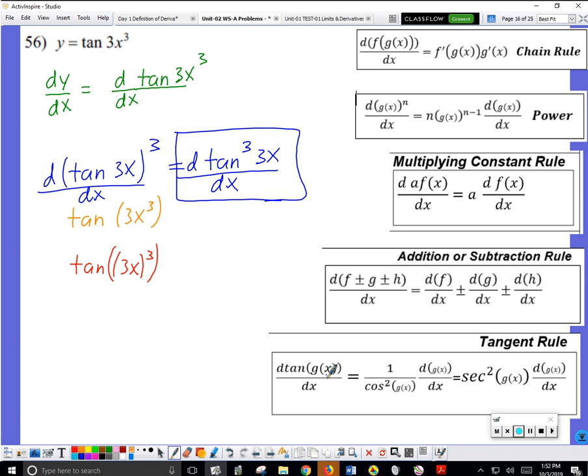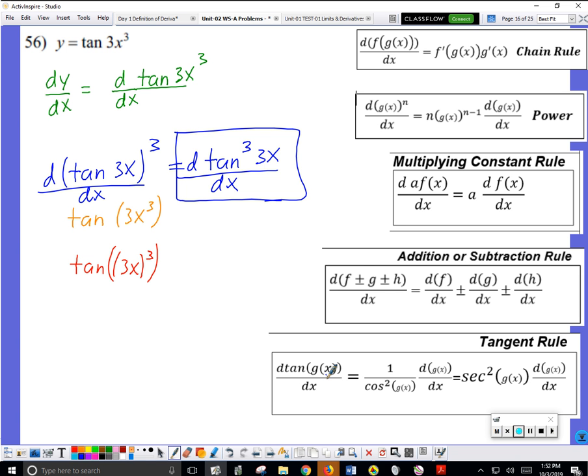Silas, Mason, talk. So you have to use the power rule because the tangent 3x is to the third power. Yeah, the tangent rule does not work. The tangent rule absolutely does not work. You are starting with a power function. You have something that is being cubed. That something is your g of x. You have to start with power.